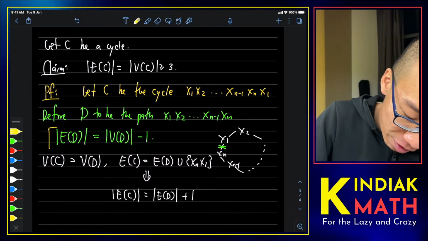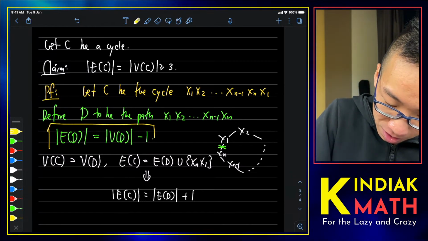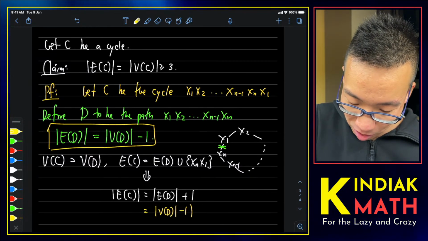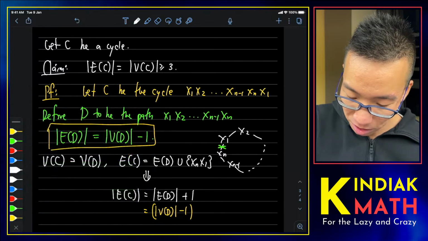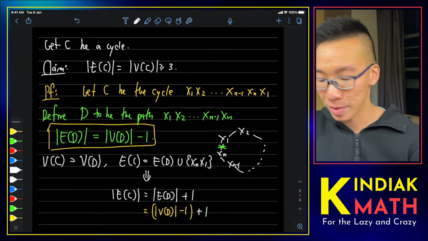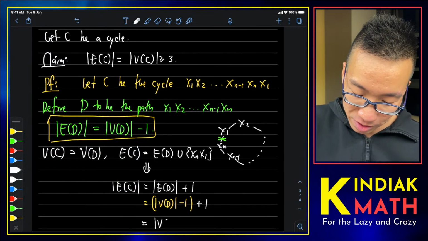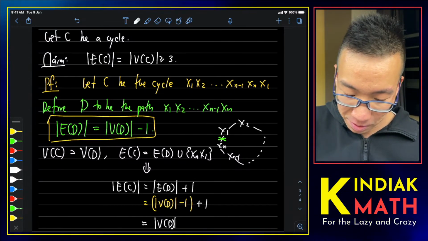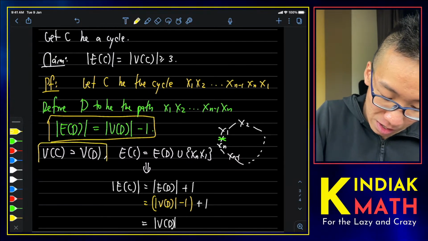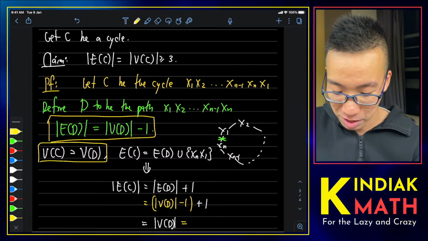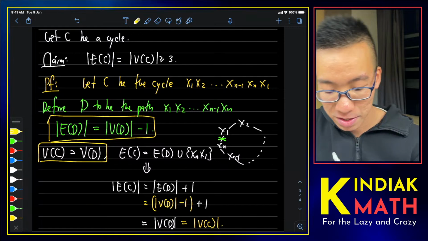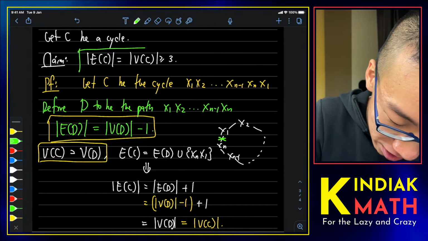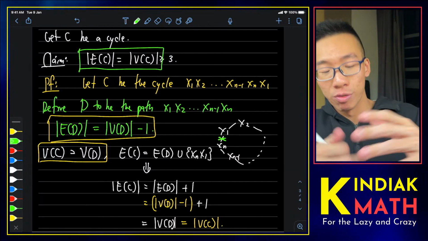But we've already seen from the previous result that this is the number of vertices in D minus 1 plus 1. And this simplifies to the number of vertices in D. Yep, correct. But we also see that the number of vertices in D equals the number of vertices in C. When we place all of that together, we actually get the result that we were trying to prove.